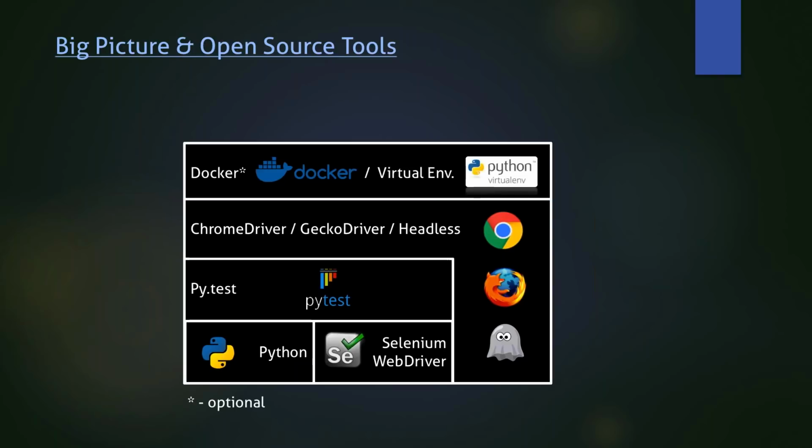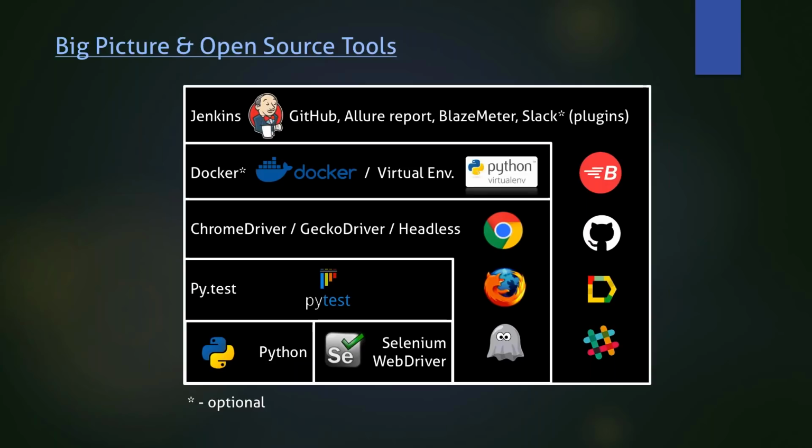And on top of all of that, we have Docker or virtual environment. The difference between the two of them is that Docker will eventually run on a continuous integration environment, and the virtual environment is meant for your own local machine where you want to debug your tests, where you want to check them, because with Docker, it's a little bit hard to debug your tests. The virtual environment will give you the opportunity to debug your tests.